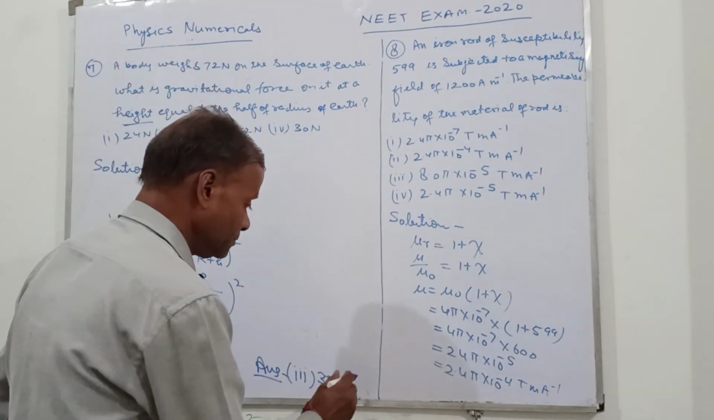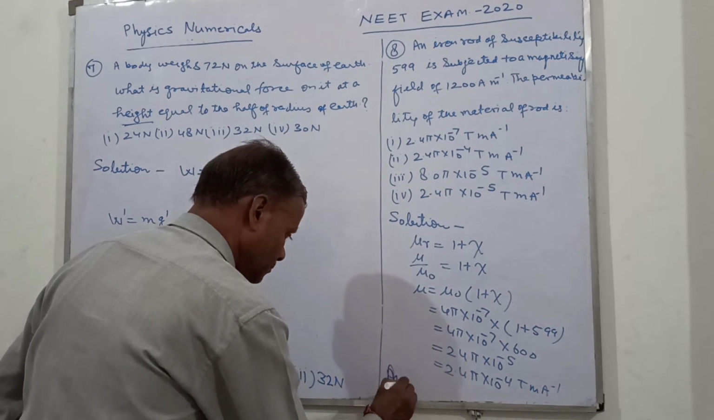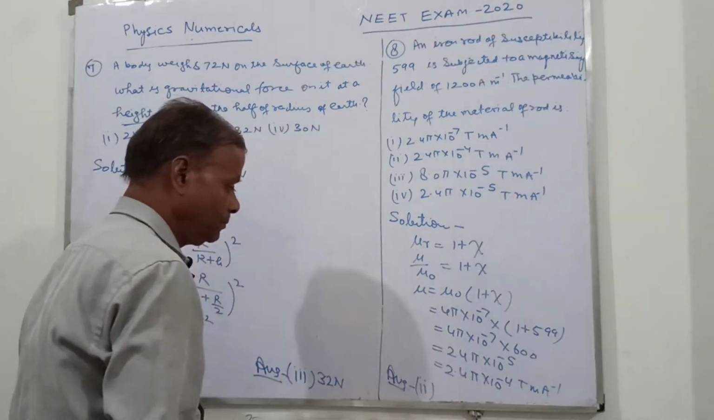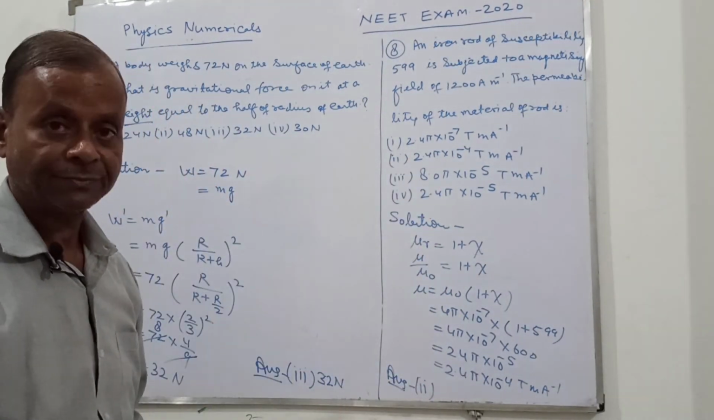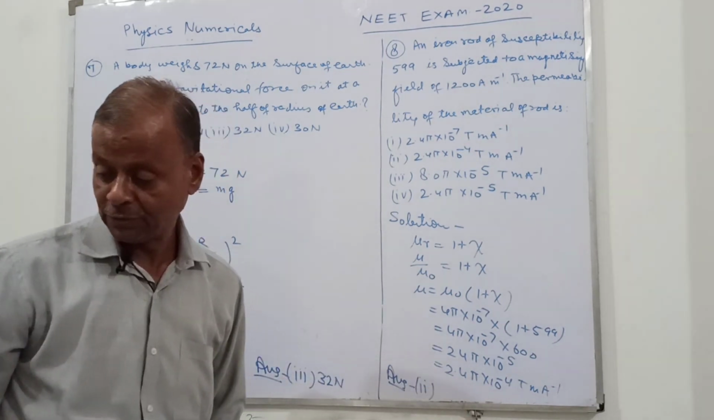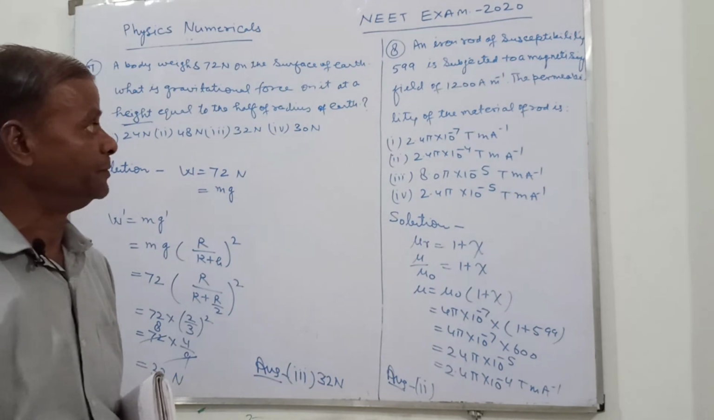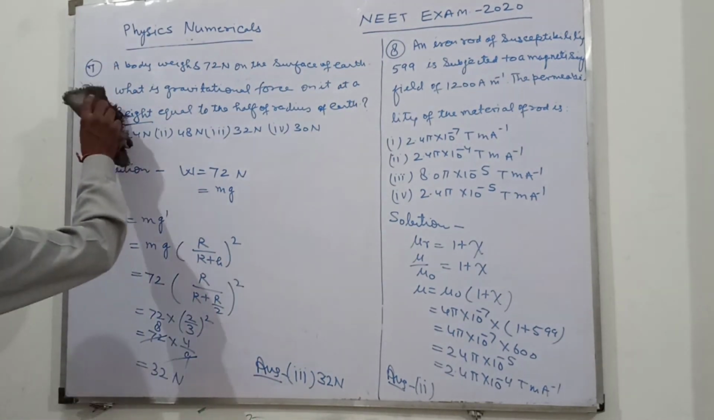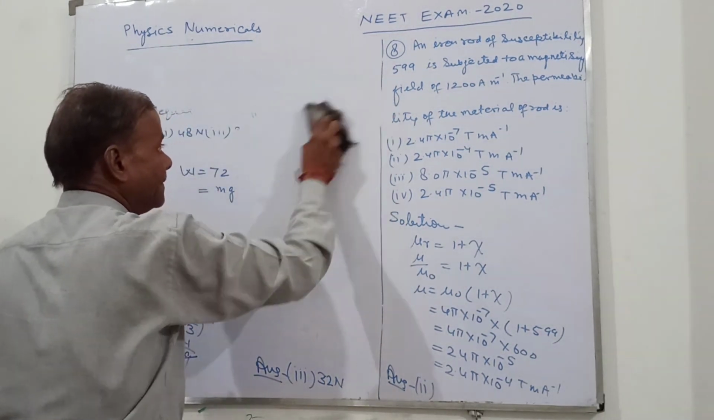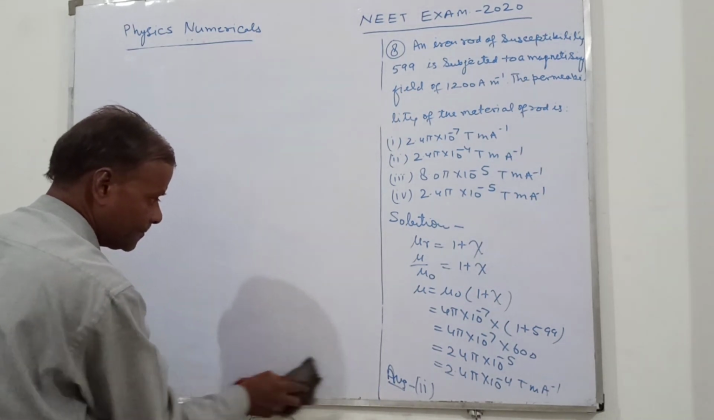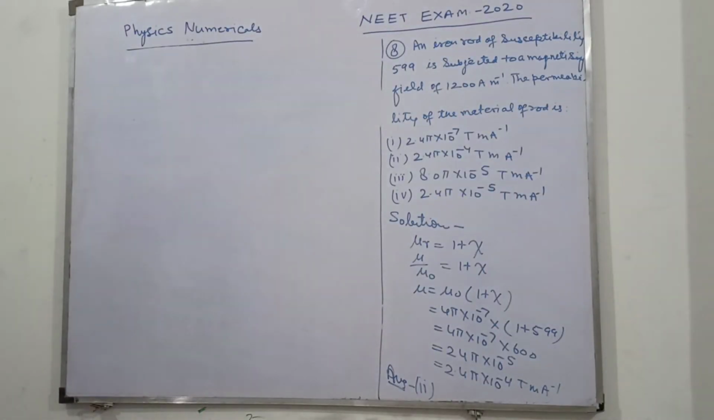So the answer is your second. This is the right option. With just a little calculation, you get the answer. This is the permeability of the iron rod. And now I am taking the 9th question.